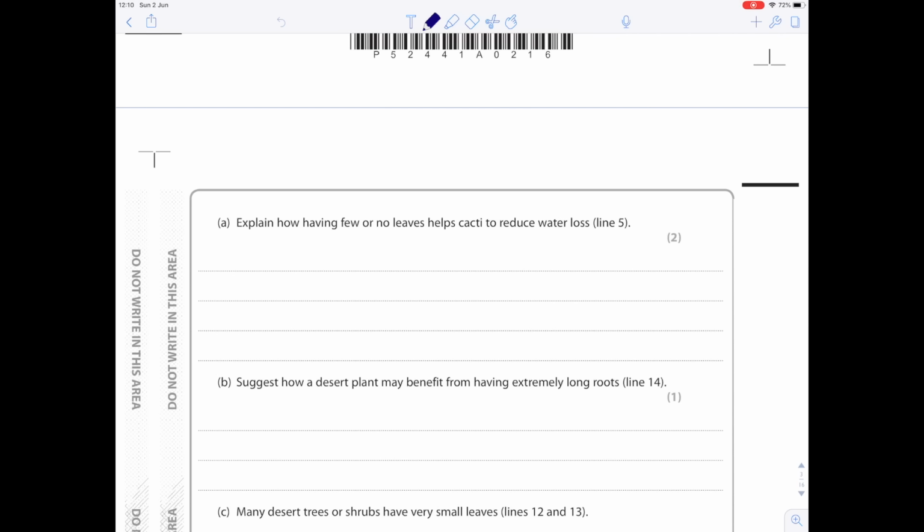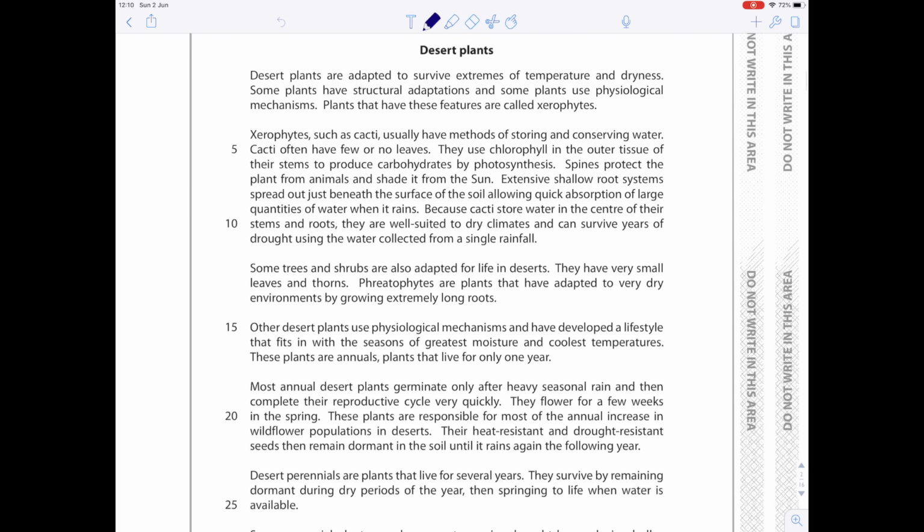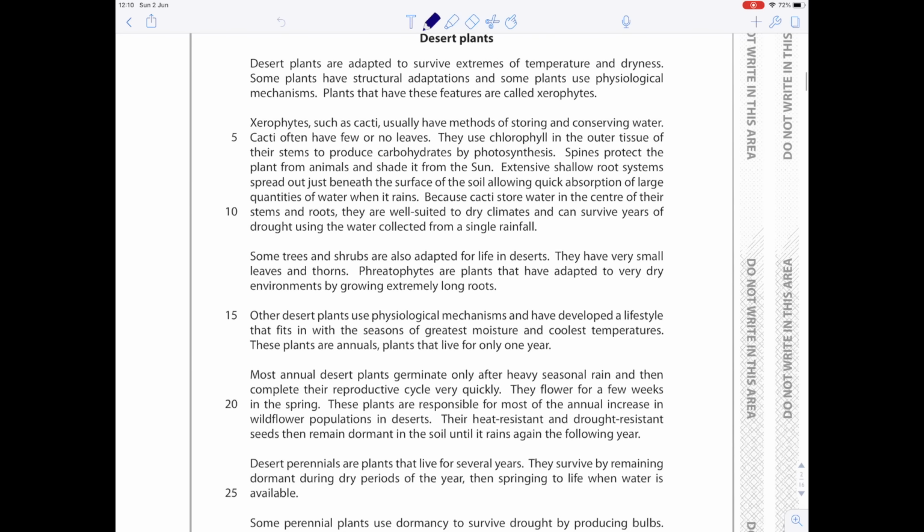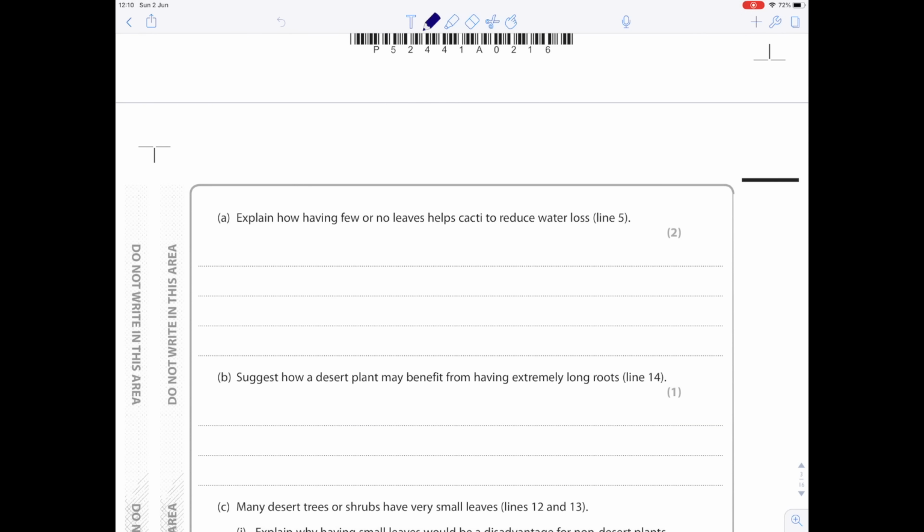And now we're going to start with question 1. Explain how having few or no leaves helps the cacti to reduce water loss. Line 5. Cacti often have few or no leaves. Okay, wow, great. I love it when they do that and it doesn't actually tell you anything. Okay, so let's try and zoom in.